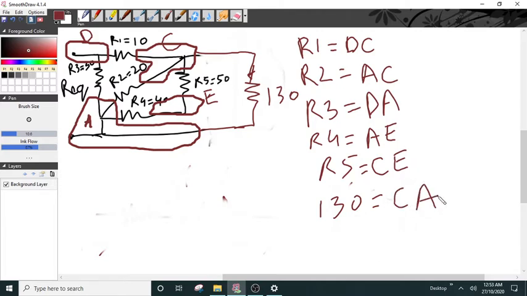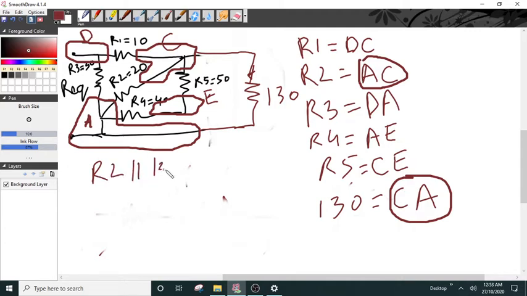So now I just have to compare again by the same method that I have told. DC, there is no DC or CD. AC, so obviously now it is AC and AC. So we have a common pair in R2 and this 130, which means they are in parallel. I have told you that if you find AC or AC, or either AC or CA, it means they are in parallel. So I can replace these two resistors with a single resistor. So R2 is in parallel with 130 ohm.